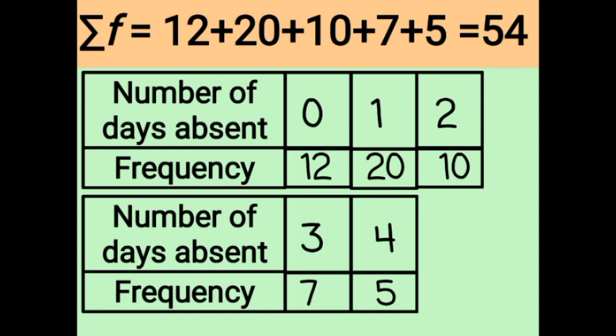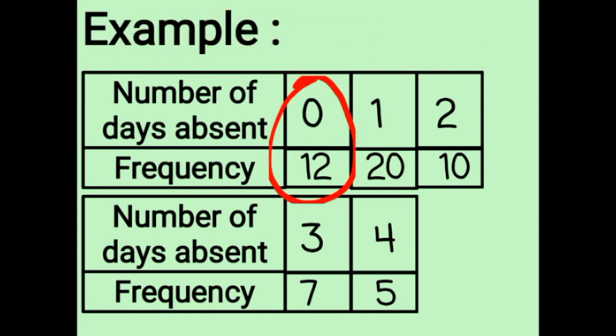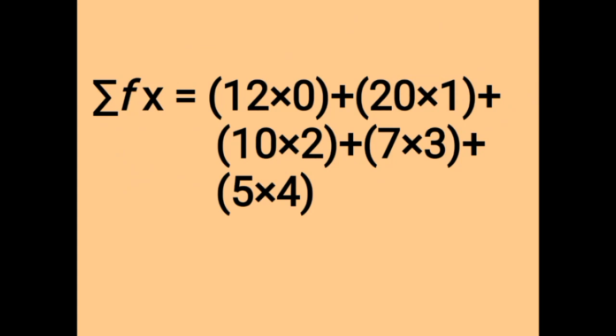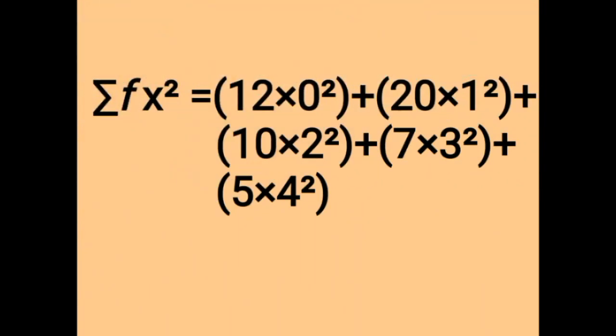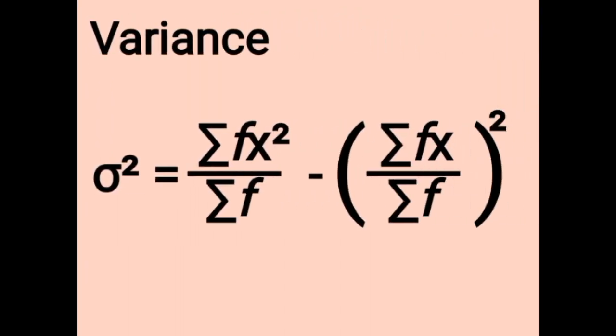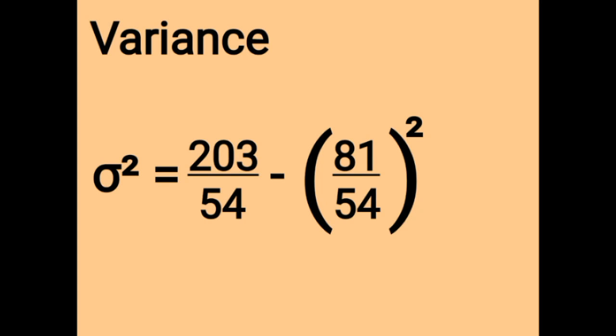Now let's find the total of the products of each frequency times each data value. Then it's 12 times 0 plus 20 times 1 plus 10 times 2 plus 7 times 3 plus 5 times 4 equals 81. Now let's find the total of the products of each frequency times each data value squared. Then it's 12 times 0 squared plus 20 times 1 squared plus 10 times 2 squared plus 7 times 3 squared plus 5 times 4 squared equals 203. Now the variance is the mean of the squares minus the square of the mean. So using this formula, variance equals 203 over 54 minus 81 over 54 squared equals 1.51.